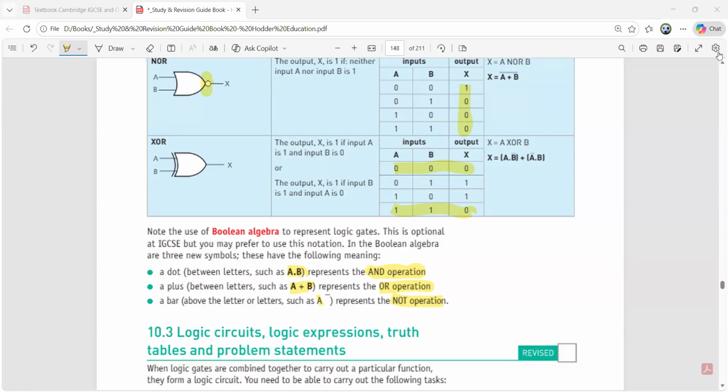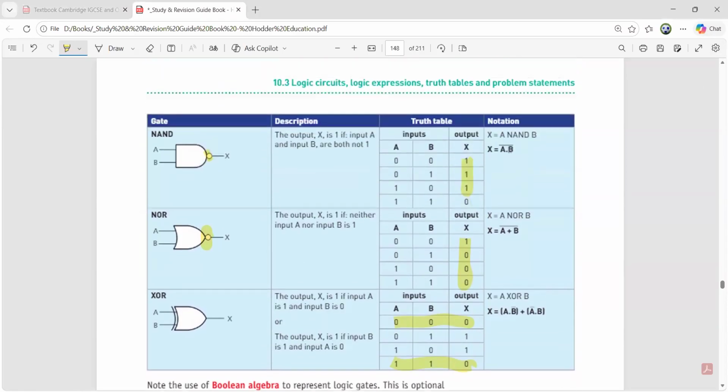And just moving back to this, A dot B, and when you put a bar over it, that becomes the NAND gate. How do you write it? It's very simple. A NAND B.